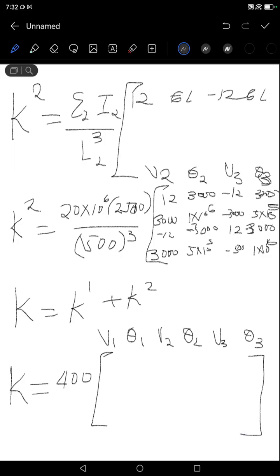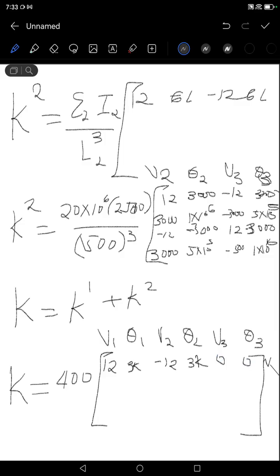And then what we're going to do, we're going to check V1 and V1 and then get the value. V1 and theta 1, we get the value. So V1 and V2, we get the value. So when we check V1 and V1, we're gonna have 12. V1 and theta 1, we're gonna have 3000. Okay, and then V1 and V2, we're gonna have a negative 12. And then V1 and theta 2 is gonna be 3000. And then V1 and V3, we don't have, so it's gonna be 0. V1 and theta 3 we don't have, so it's 0.